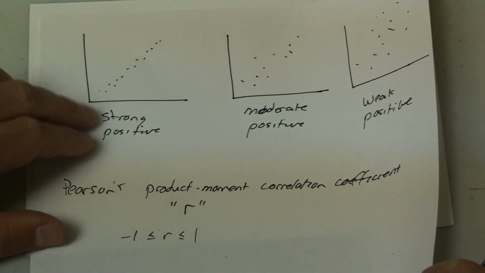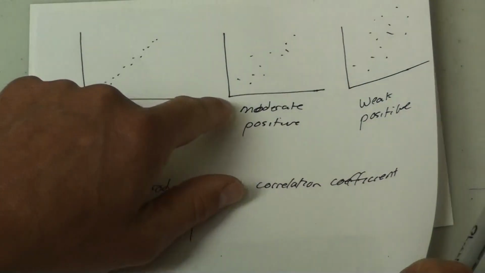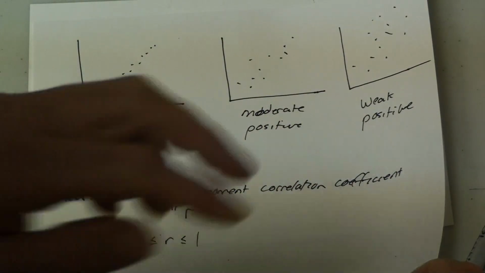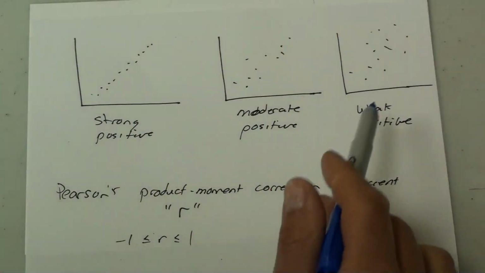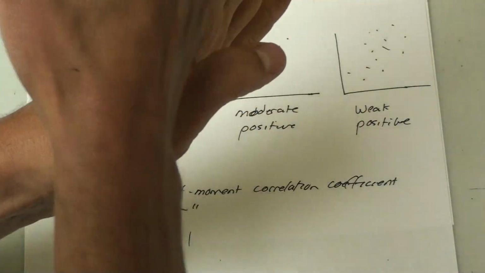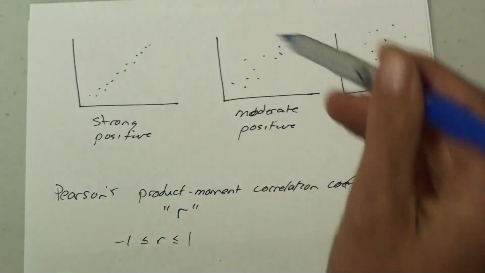You can have strong positive, you can also have strong negative. You can have moderate positive or moderate negative, where it's kind of a little bit spread out. You can have weak positive or weak negative. If it's perfectly in a straight line, it can be perfectly linear positive or perfectly linear negative.